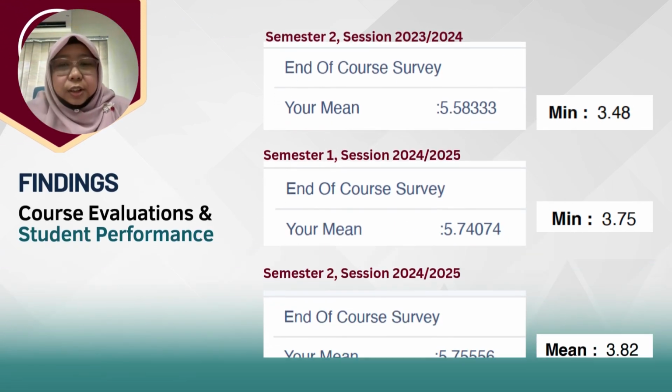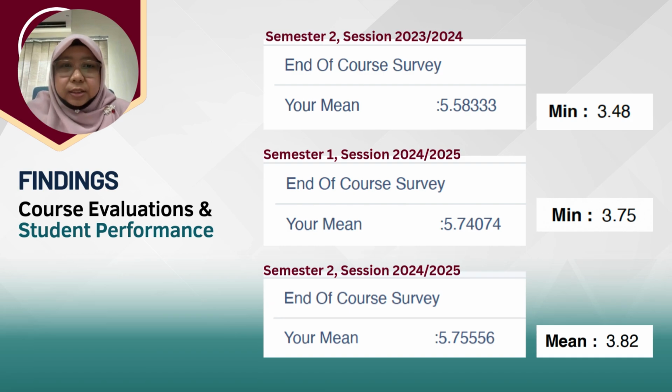The findings on the course evaluations on the left, while the student performance on the right, show that the end-of-course survey is increasing since 2023 until recent, and also the mean of their performance has increased.